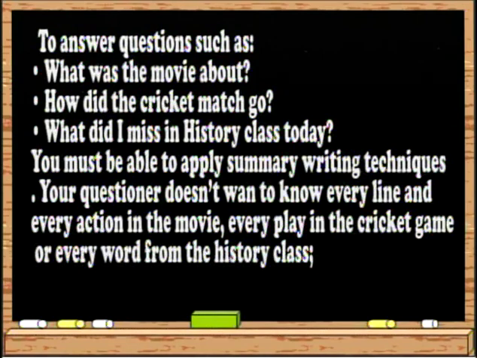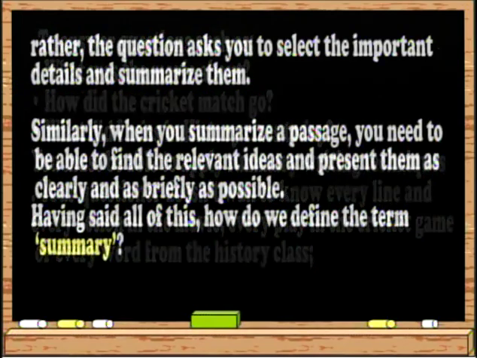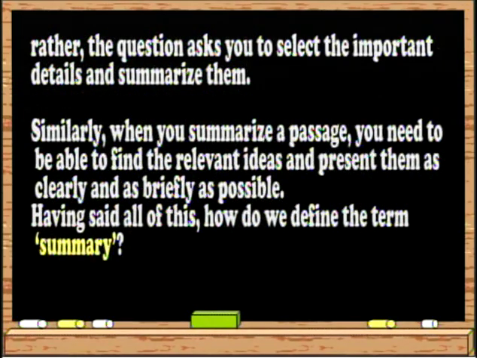Your questioner doesn't want to know every line and every action in the movie, every play in the cricket game, or every word from the history class. Rather, the question asks you to select the important details and summarize them. Similarly, when you summarize a passage, you need to be able to find the relevant ideas and present them as clearly and as briefly as possible.